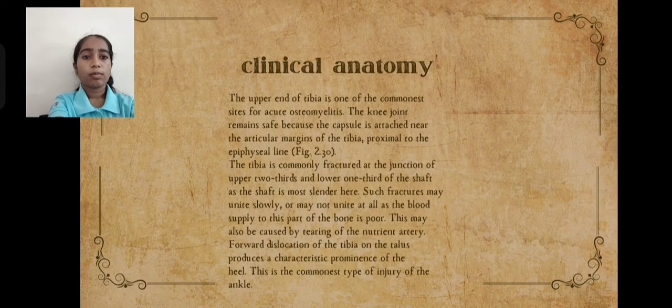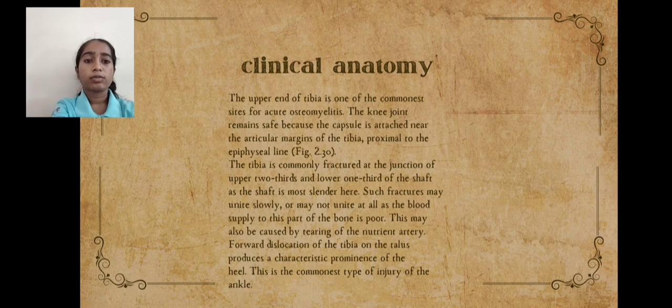Clinical anatomy. The upper end of the tibia is one of the commonest sites of acute osteomyelitis. The knee joint remains safe because the capsule attaches near the articular margin of the tibia, proximal to the epiphyseal line. The tibia is commonly fractured at the junction of the upper two-thirds and lower one-third of the shaft.